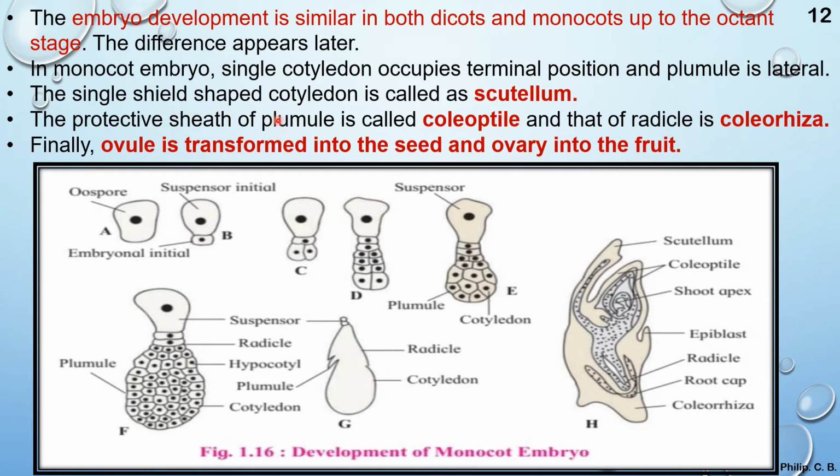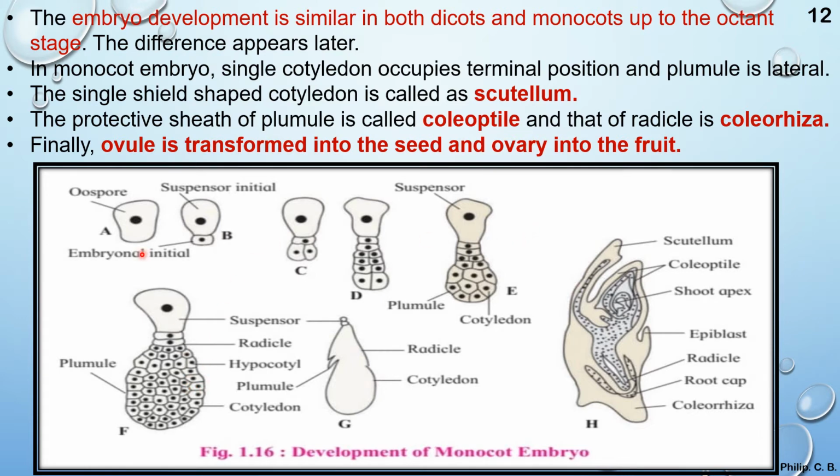The single shield-shaped cotyledon is called the scutellum, which again you can see over here. The protective sheath of the plumule is called the coleoptile, whereas the sheath of the radicle is the coleorhiza, which you can see over here. So finally the ovule is transformed into seed and the ovary into fruit. Here the formation of seed and fruit is completed.